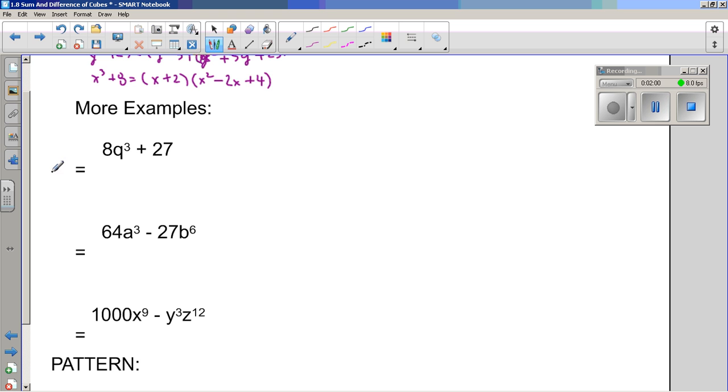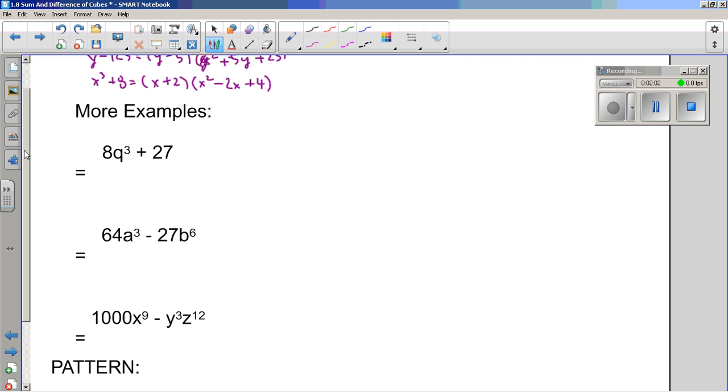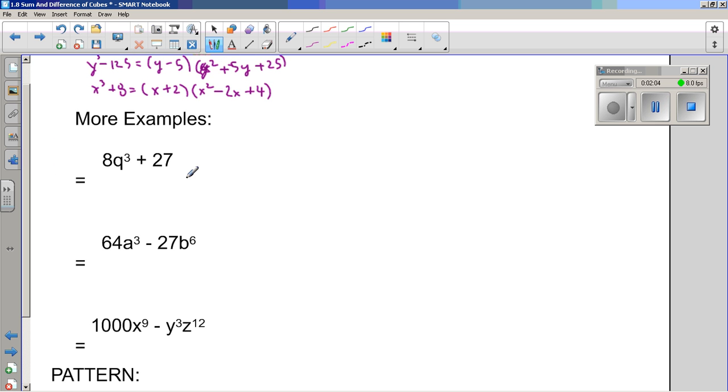The whole idea here is to skip the factor theorem. So I'm not going to do the factor theorem for these ones. But what do I think of? What's the cube root of this? So if I were to take the cube root of this, I could think of it as 2q all cubed, right? 2 cubed is 8, and q cubed is q cubed. And over here, this is 3 cubed. So I can think of that.